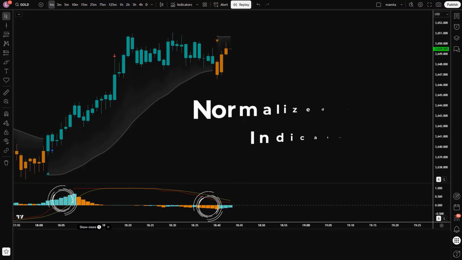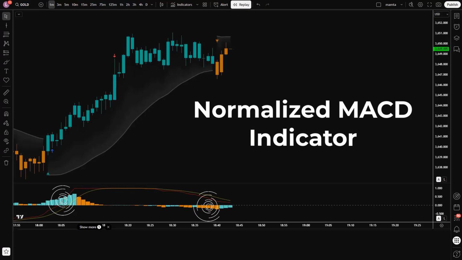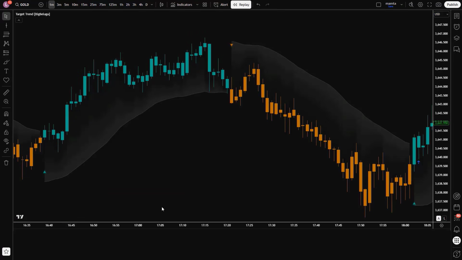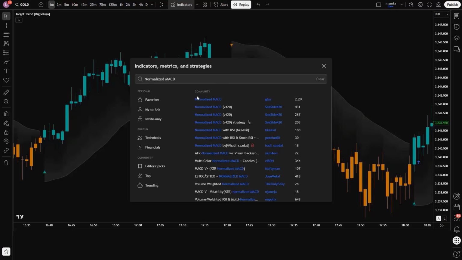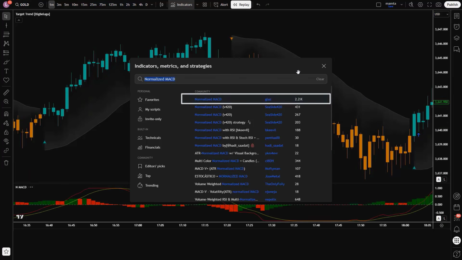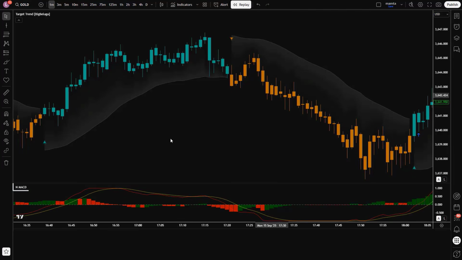The blue and yellow color columns we see in the chart are called the Normalized MACD indicator. Let us now understand the trading setup. We will search Normalized MACD in the search box of TradingView. After that we have to click on the Normalized MACD option, in which we have to change some settings.